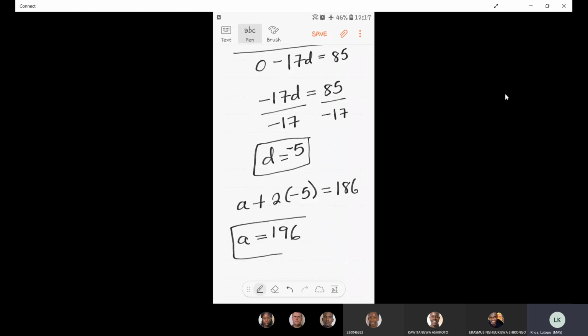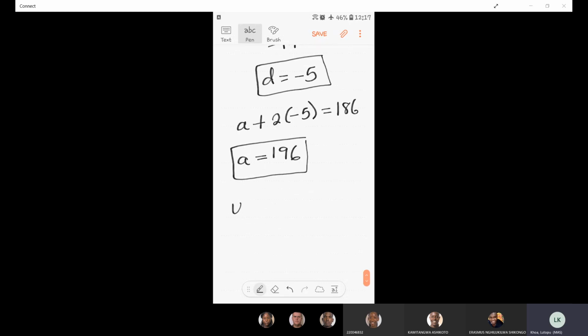So now I have my A and my D. Let me write this nicely. So there are my two solutions for A and D. So we were also told to first work out A, then work out the common difference, then we have to find the first three terms. So I need to work out U1, U2, and U3.